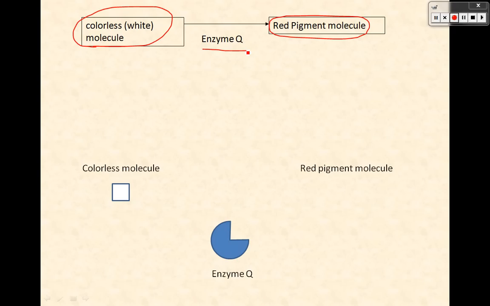This is a made-up example, so we're not going to name enzyme Q. Later I'll show you an actual example, and we'll put names on these enzymes. But remember that each enzyme is specific to the reaction it catalyzes. So if enzyme Q is changing white to red, it's not also changing, say, lactose to galactose and glucose. That would be the lactase enzyme. Each enzyme is unique to the reaction it catalyzes. So this colorless molecule fits into the active site on enzyme Q, changes to a red pigment molecule, and now the flower is showing this red color.